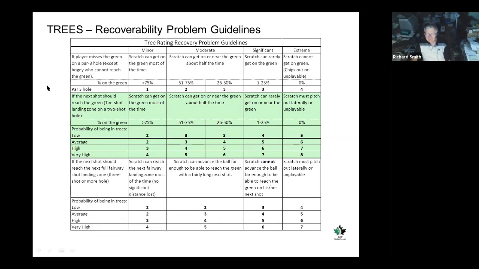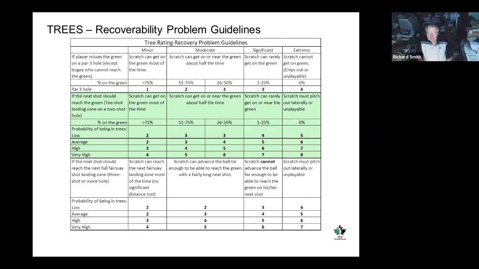Anyway, from a practical point of view, this is something I made up a few years ago when they first went to the new way of dealing with trees. And it's kind of a matrix that can combine the major factors, i.e. the probability of being in the trees in a given situation, with the difficulty in getting out of them, into a matrix that might be helpful in assigning tree rating values. So this is divided into 3 sections.